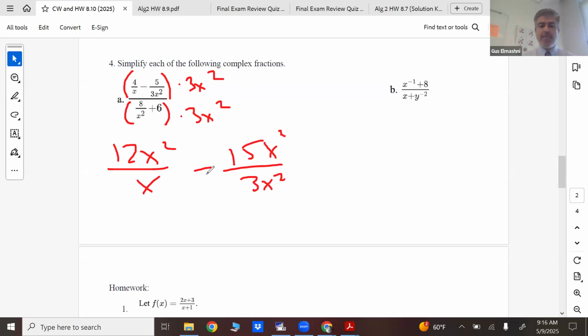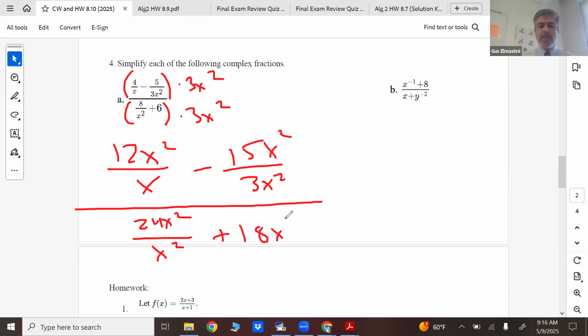Sorry, it's x squared. My bad. All over the giant fraction here, 24x squared over x squared plus 18x squared. Okay. To me personally, I think this is the best way to do it.